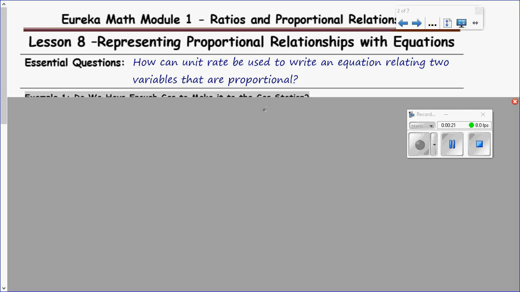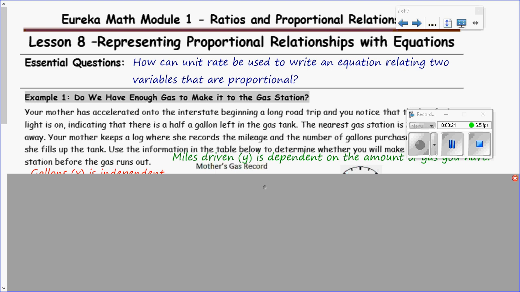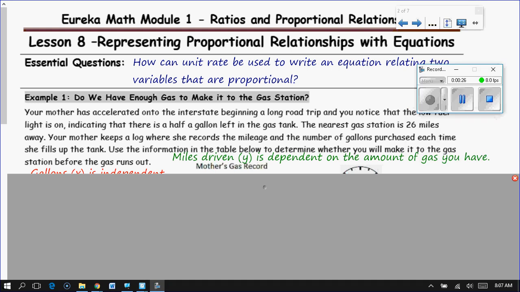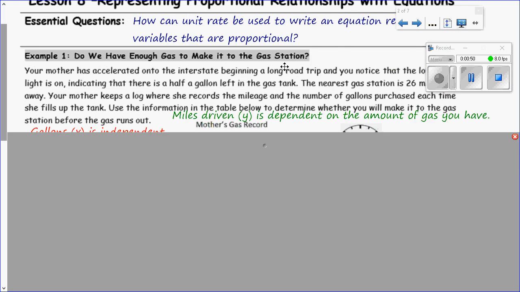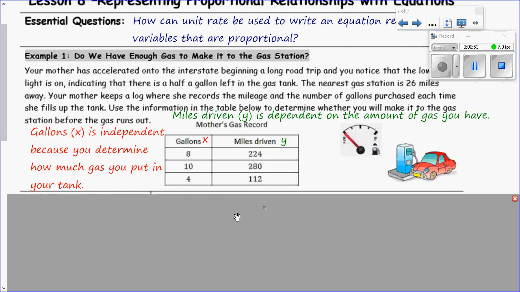Example 1 says, your mother has accelerated onto the interstate, beginning a long road trip, and you notice the low fuel light is on, indicating that there is half a gallon left in the gas tank. The nearest gas station is 26 miles away. Your mother keeps a log where she records the mileage and the number of gallons purchased every time she fills up the tank. Use the information in the table below to determine whether you will make it to the gas station before the gas runs out.